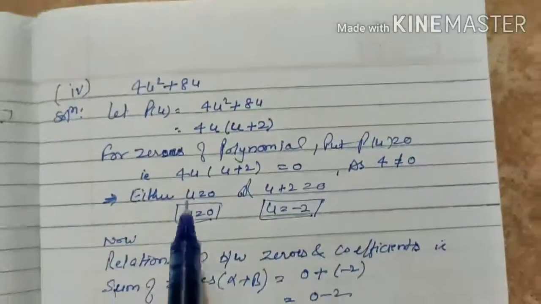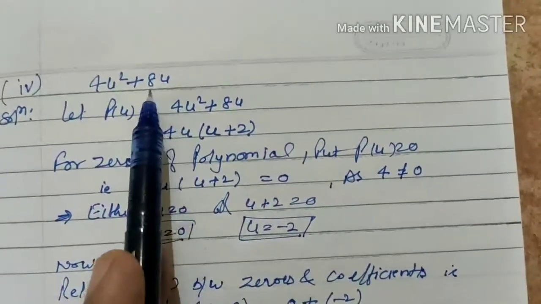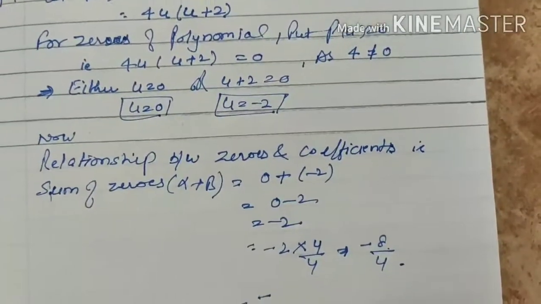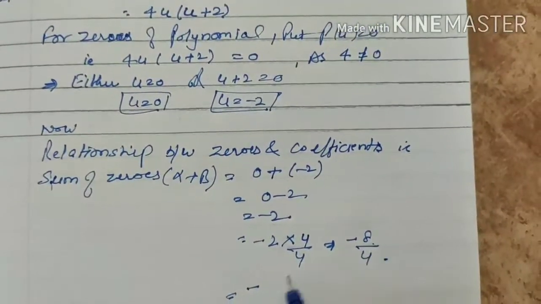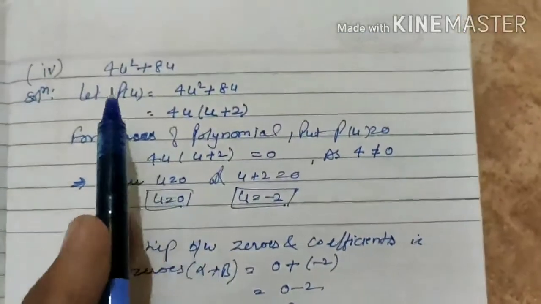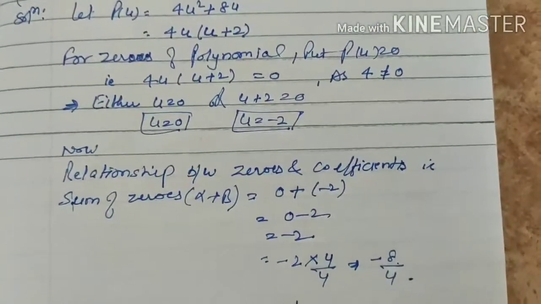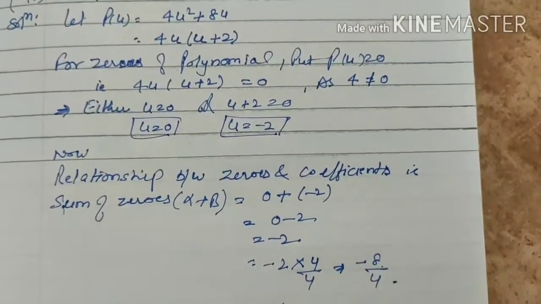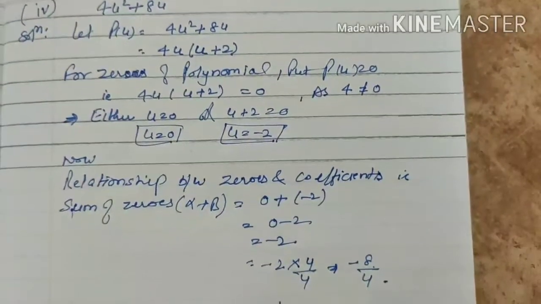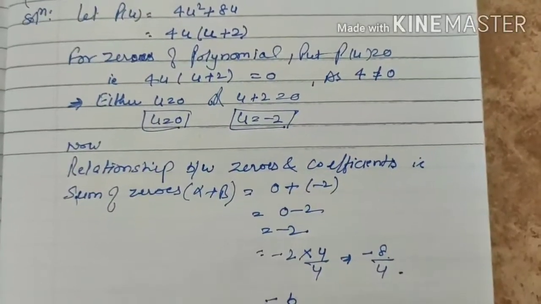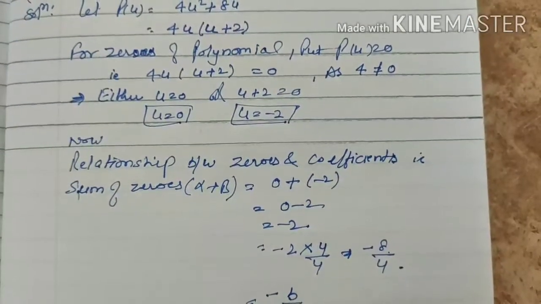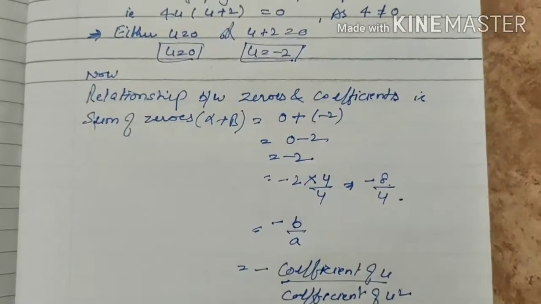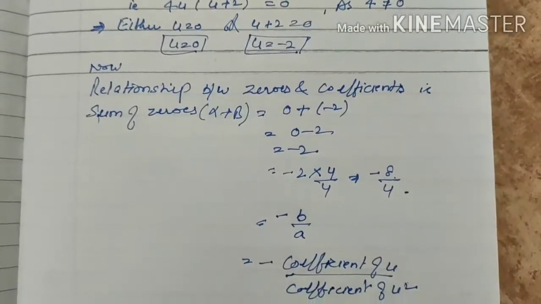And from the given polynomial you can see 8 is b. There is no minus 8 but 8. So we can write minus of b, and 4 you can see as a, so minus b by a. And this is minus of coefficient of u upon coefficient of u square.